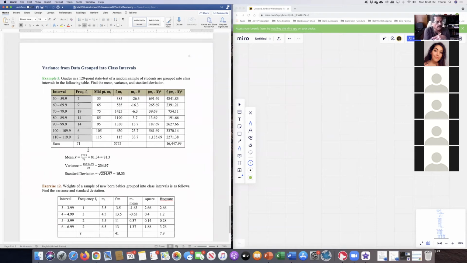Variance from data grouped into class intervals. So if the data is already grouped into class intervals, then in the interval 50 to 59.99 you have 7 data, in the interval 60 to 69.99 you have some more data. The two columns highlighted in gray will be the ones given to you. If they give you this and ask you to find the variance and standard deviation, then we can only find an approximation, but it'll be a good approximation.